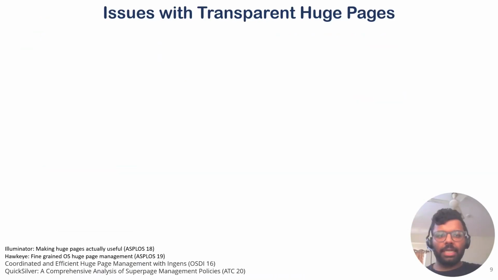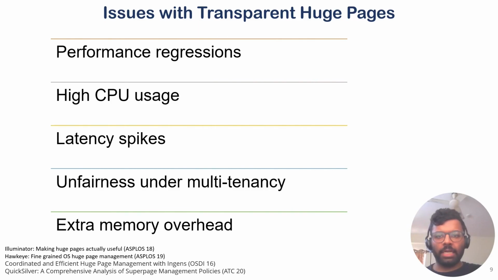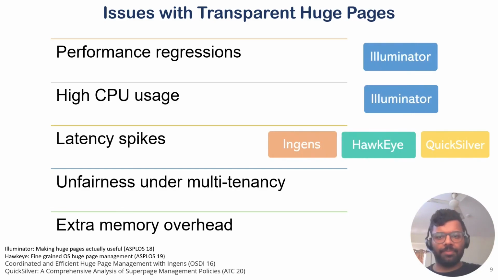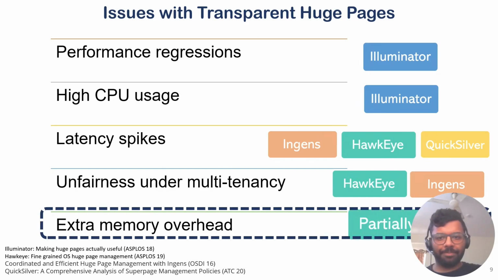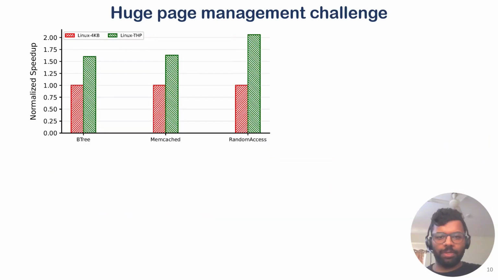Now, while huge pages improve performance, they introduce new memory management challenges. Here are the main issues many workloads encounter when using transparent huge pages, although several research efforts have addressed these challenges. Memory bloat remains a significant problem that no prior work has fully solved. Our work specifically tackles this issue, aiming to effectively eliminate memory bloat.